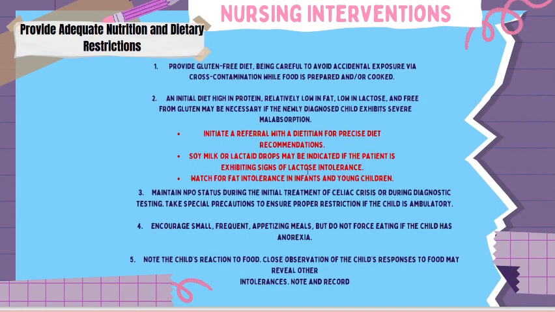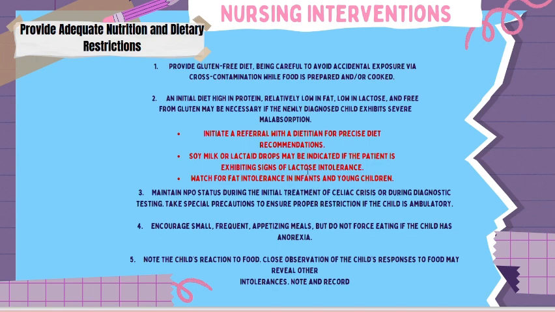So, next, nursing interventions. Number one, provide a gluten-free diet, being careful to avoid accidental exposure via cross-contamination while food is prepared or cooked. So, avoid food with gluten and prepare food carefully to avoid cross-contamination.